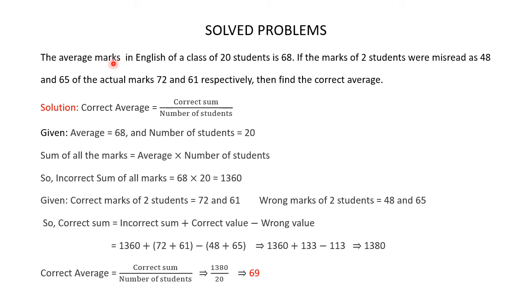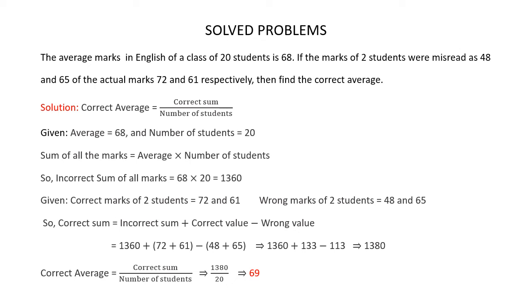The average marks in English of a class of 20 students is 68. If the marks of two students were misread as 48 and 65 of the actual marks 72 and 61 respectively, then find the correct average. Now to find the correct average, use the formula: correct average is equal to correct sum divided by number of students. Now according to the question, we know that the number of students is 20.